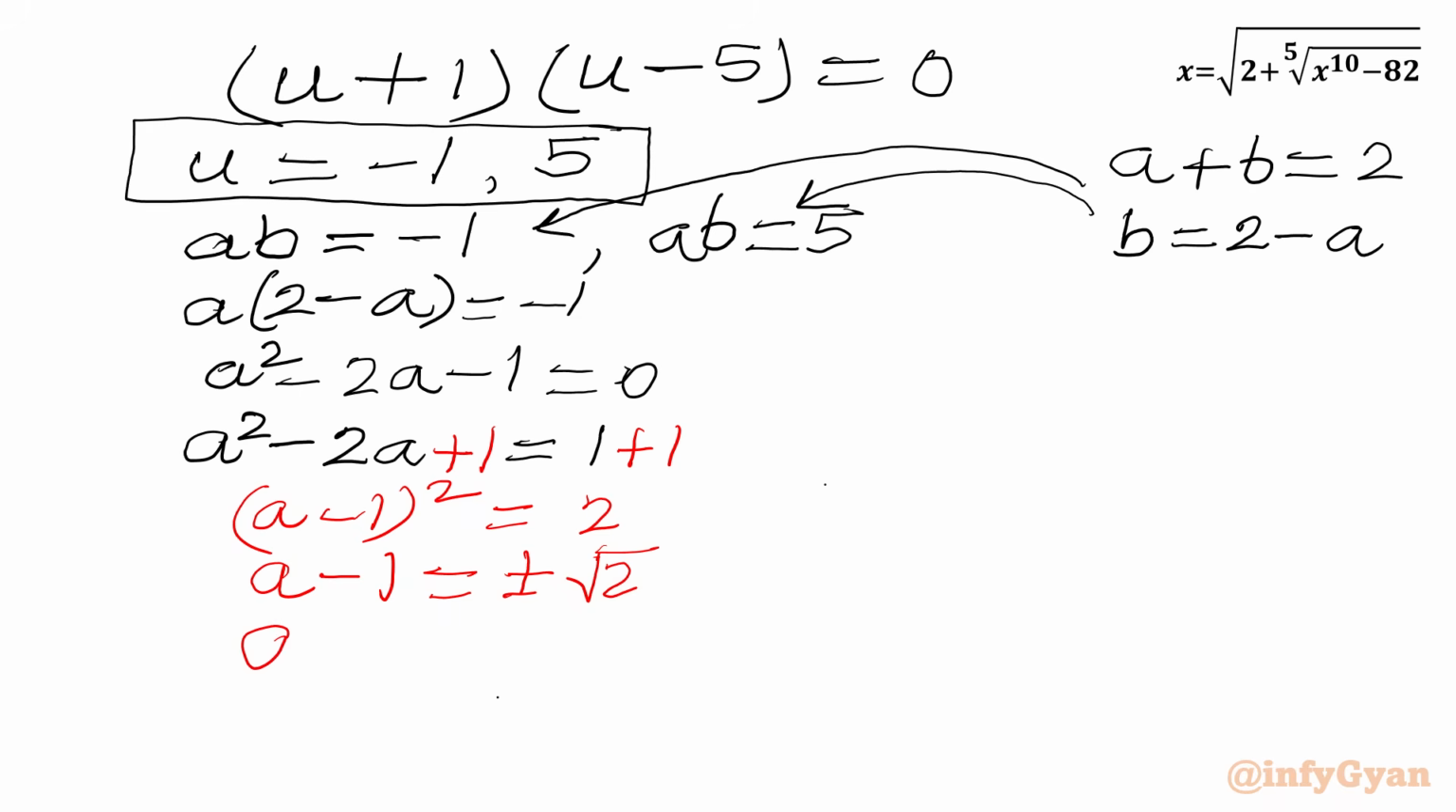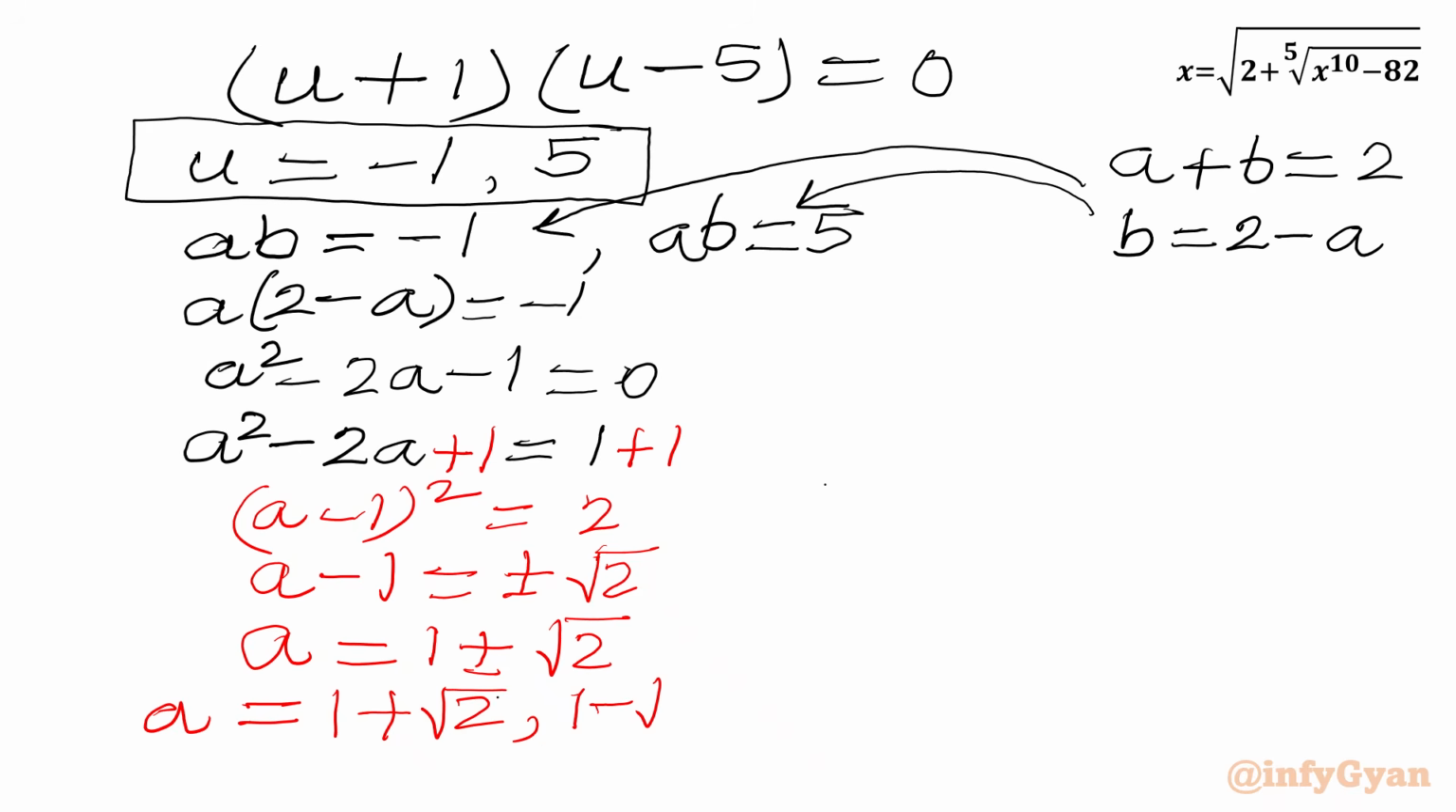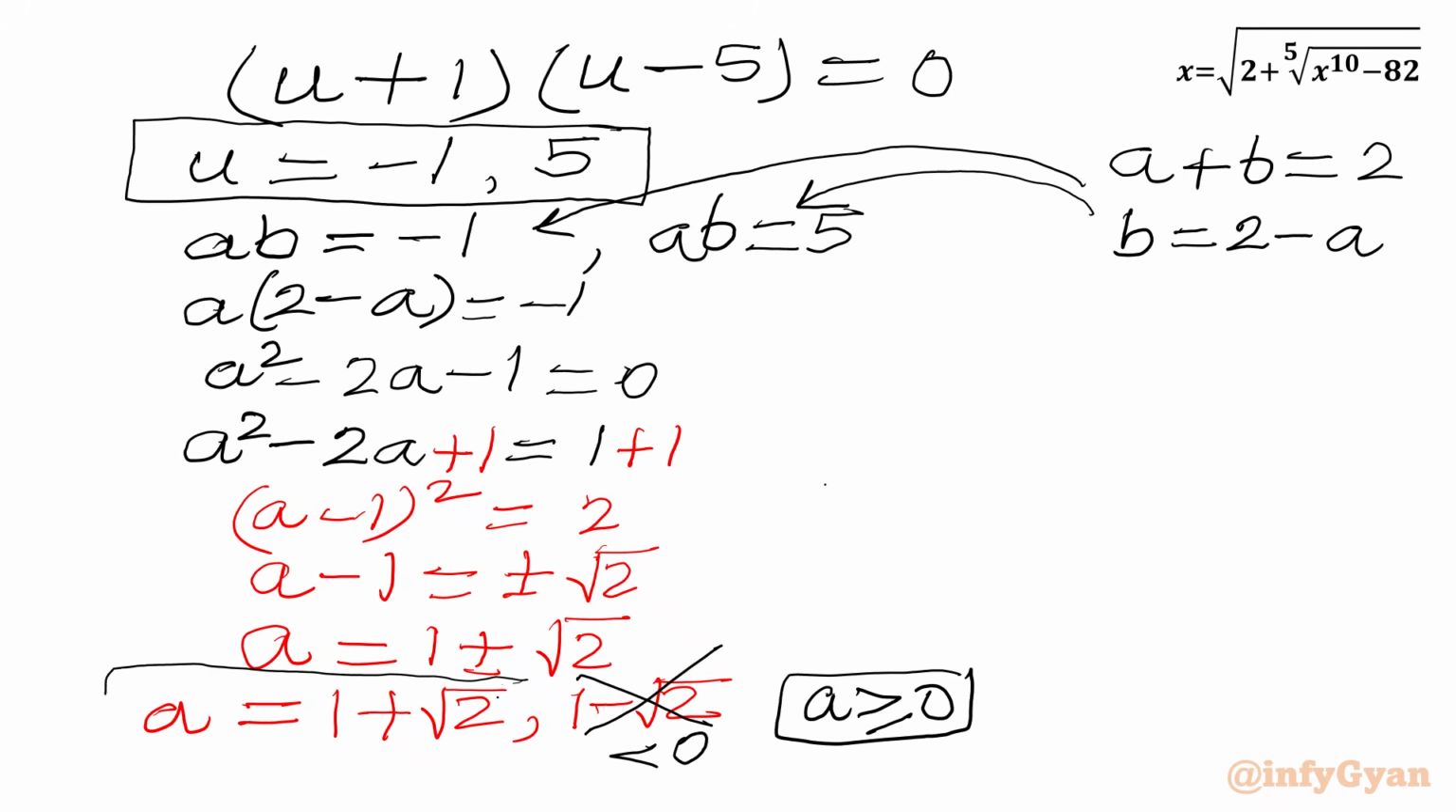Now we have to add 1 to get the values of a. So 1 plus minus square root of 2. There will be two a values: a equal to 1 plus root 2 and a equal to 1 minus root 2. Now there is one condition on a for x to be real. That is, a should be non-negative. So on this ground, we will reject 1 minus root 2 as it is negative. So we are going to accept a equal to 1 plus square root 2.